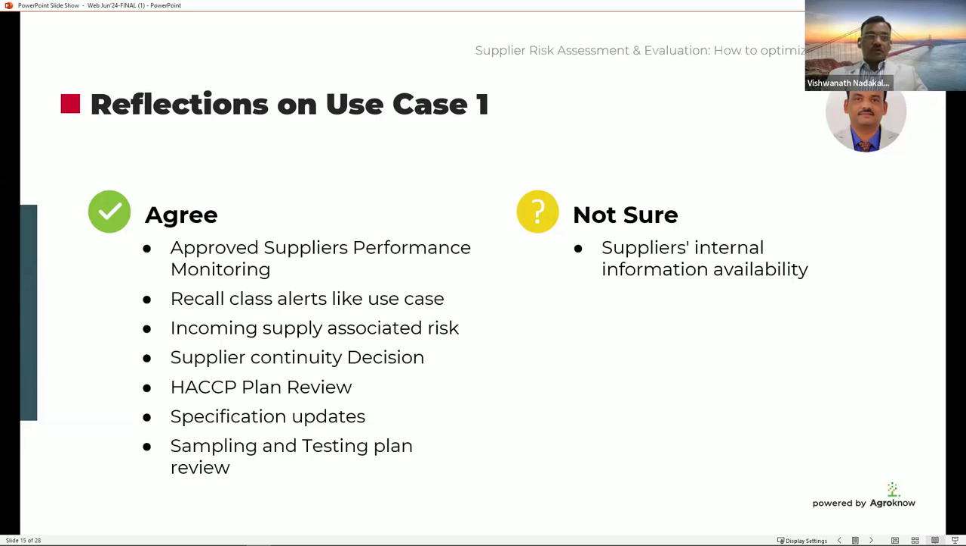It makes you think whether you need to reach out to your supplier: Hey guys, we saw some issues on these kinds of things. Is everything okay? Is it going to impact our supplies?